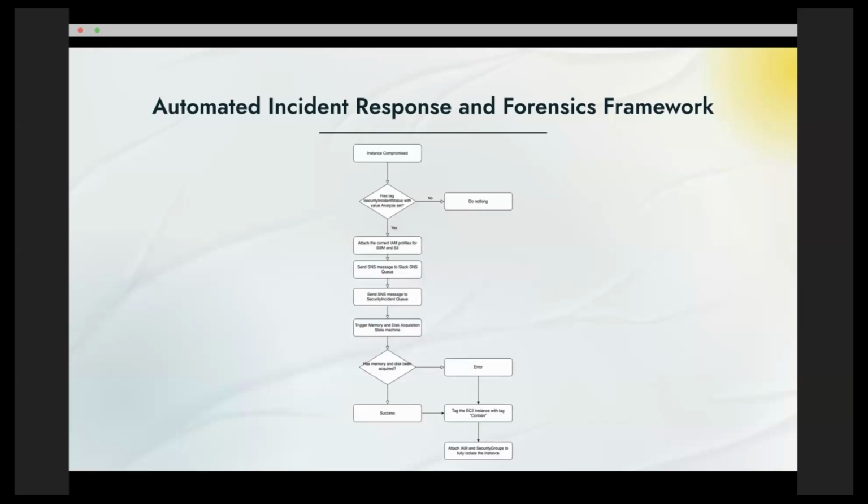How it works is, say you have an instance compromise, all you need to do is edit the tag of that instance and set it to analyze. The listener step function will then attach the correct IAM profile for SSM and S3, as we saw in the previous step, that is needed to control the instance remotely and upload trace data to the S3 bucket. It also has a feature to send Slack messages, and then it will trigger the memory and disk acquisition, and at last it will tag the instance with a value of contain, and it will attach a restrictive IAM role and security group to fully isolate the instance.